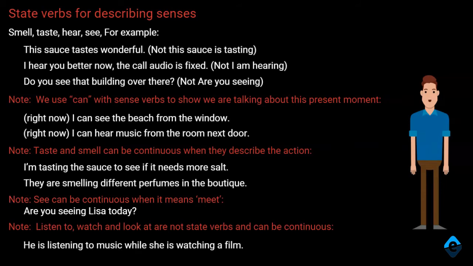Note, taste and smell can be continuous when they describe the action. I'm tasting the sauce to see if it needs more salt. They are smelling different perfumes in the boutique. Note, see can be continuous when it means meet. Are you seeing Lisa today? Note, listen to, watch and look at are not state verbs and can be continuous. He is listening to music while she is watching a film.